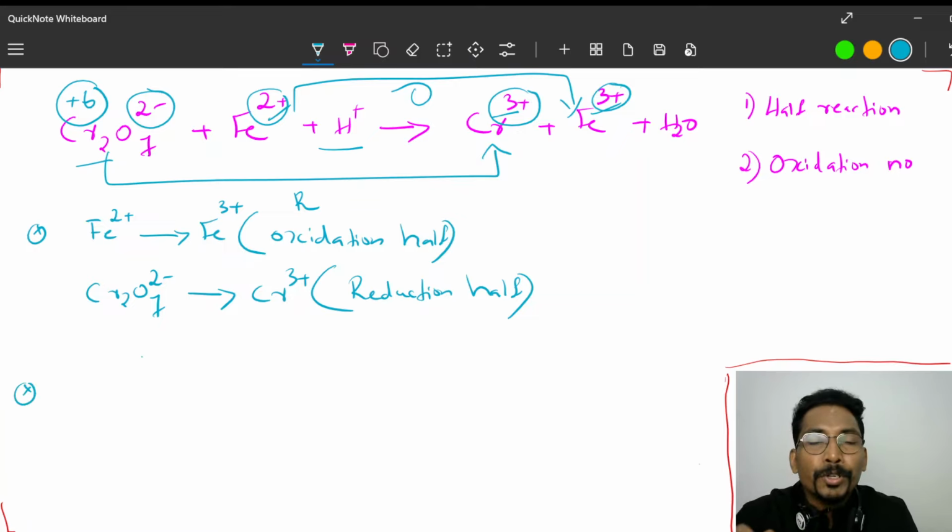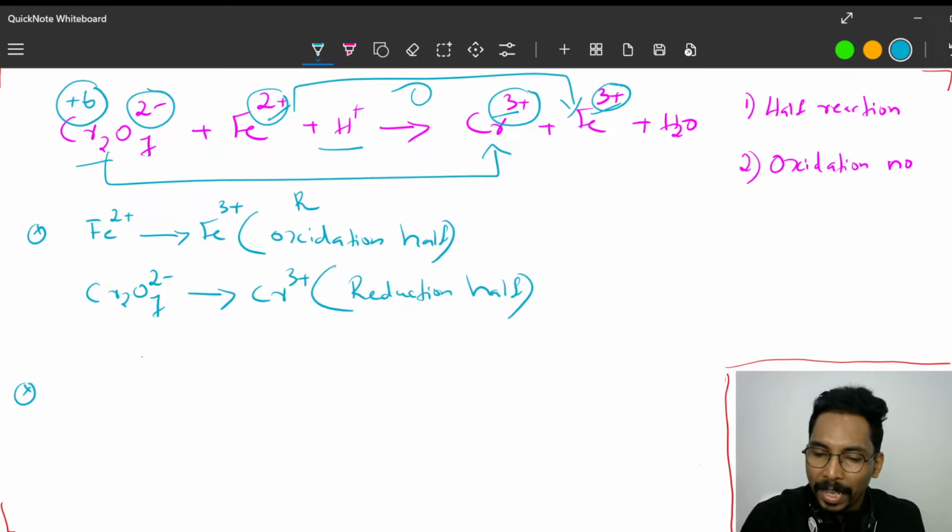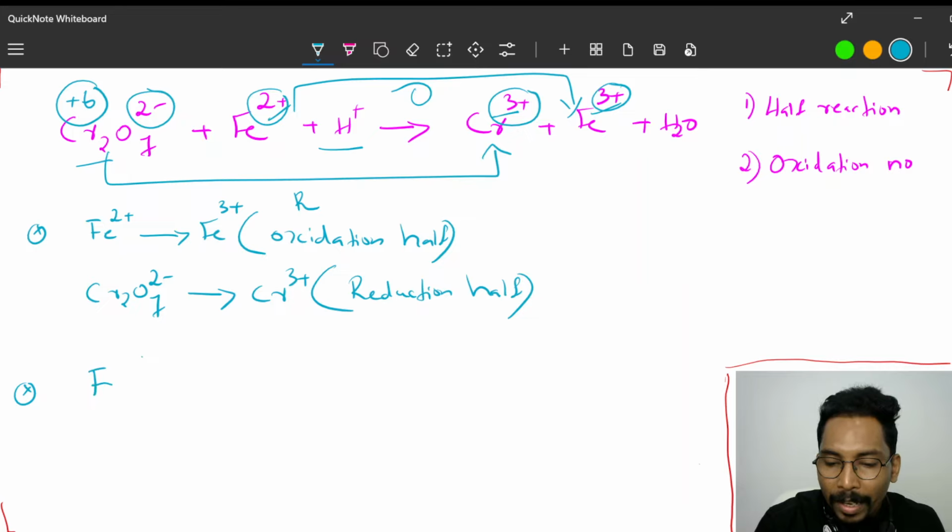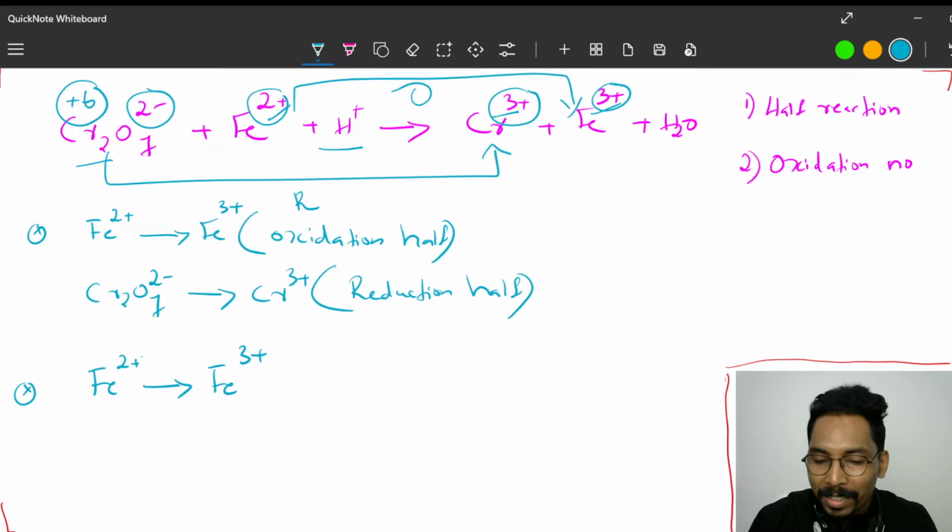Second step, you should balance all the atoms in the equation except oxygen and hydrogen. All of you know how to balance a normal chemical equation; same thing. Oxygen and hydrogen balancing we will do at last. So you can balance the remaining atoms now. In the first case, only the iron atom is there and that is already balanced, so you can write Fe2+ gives Fe3+ as such. No need to balance again.